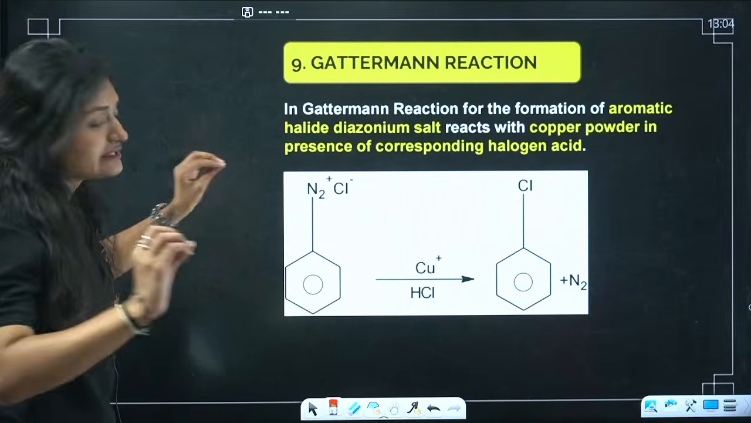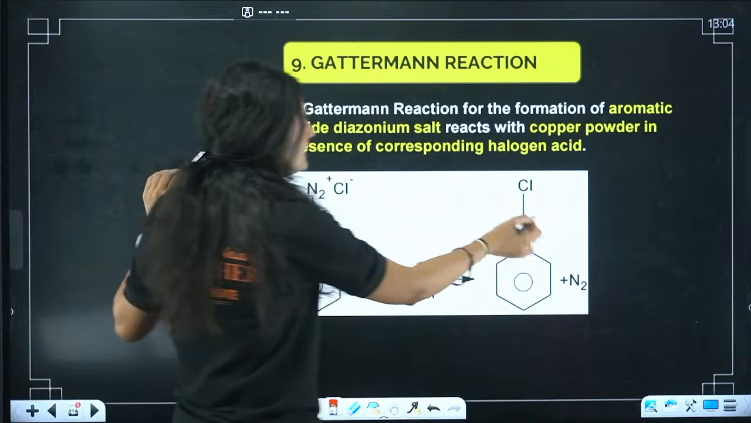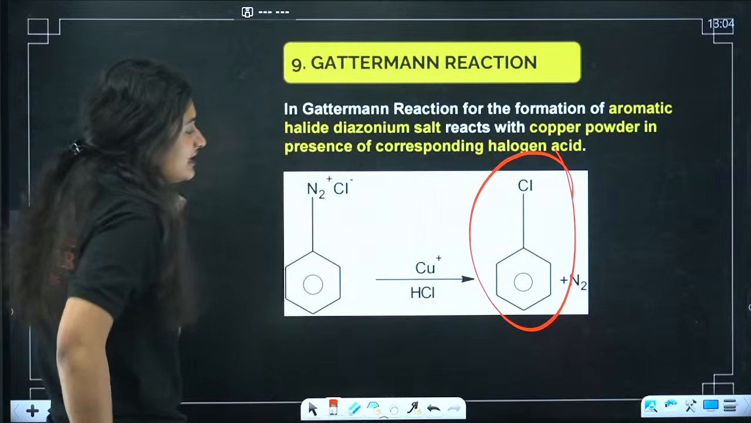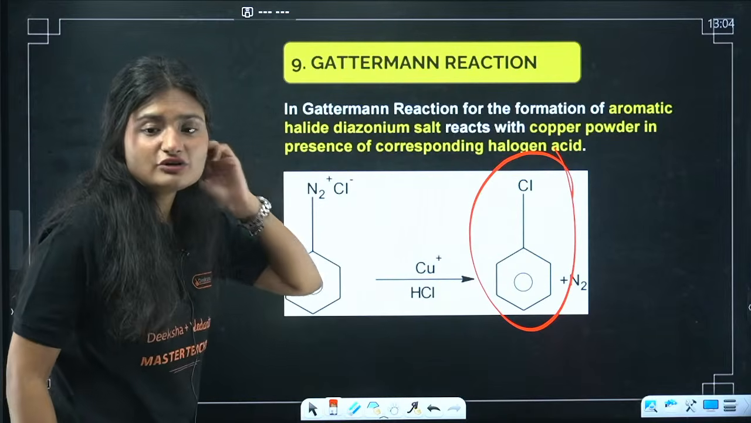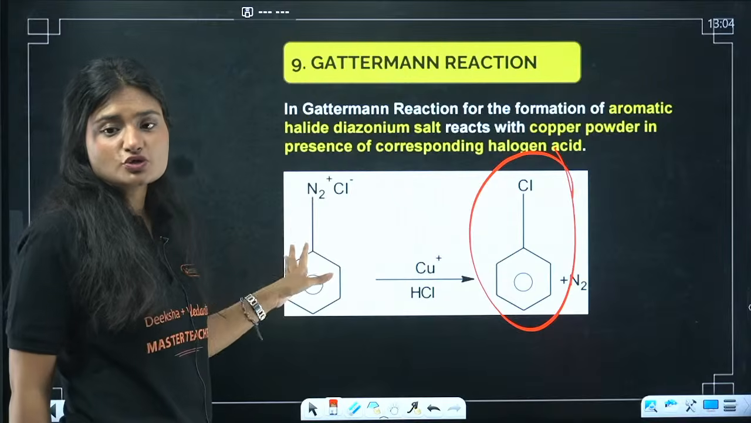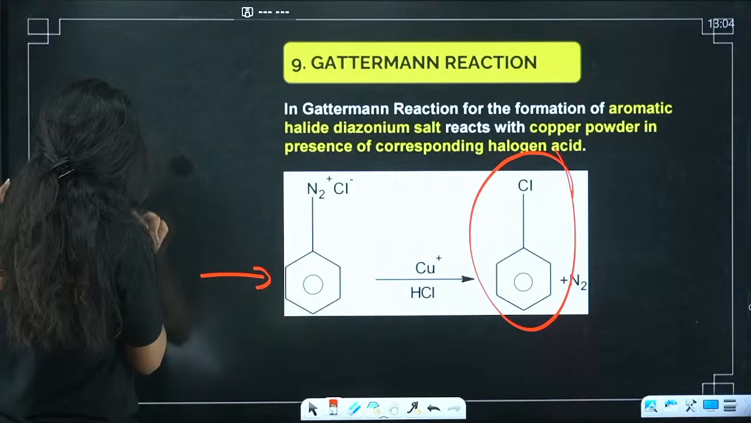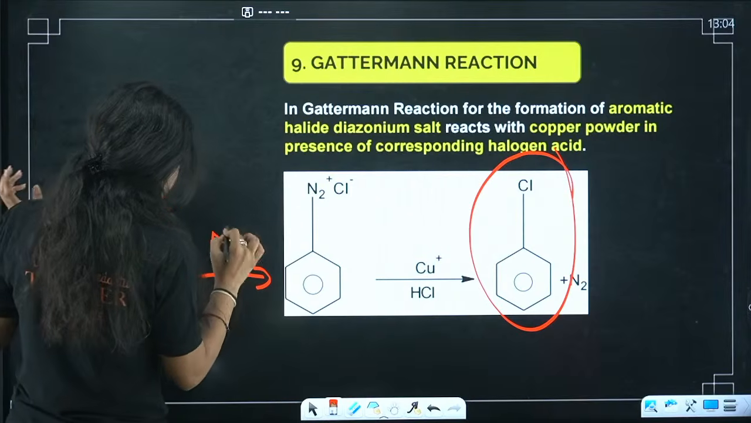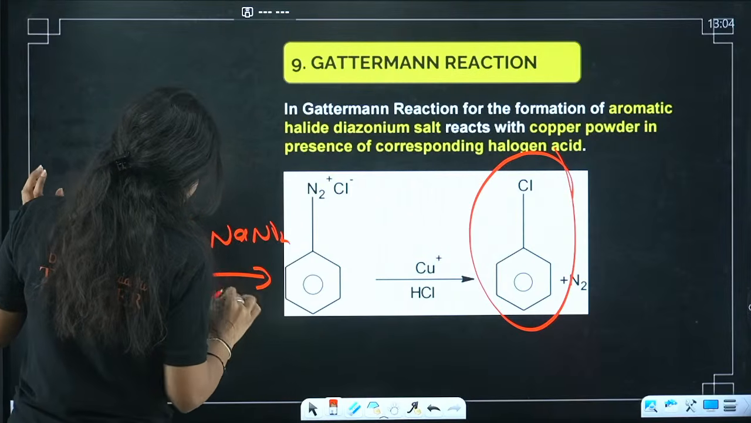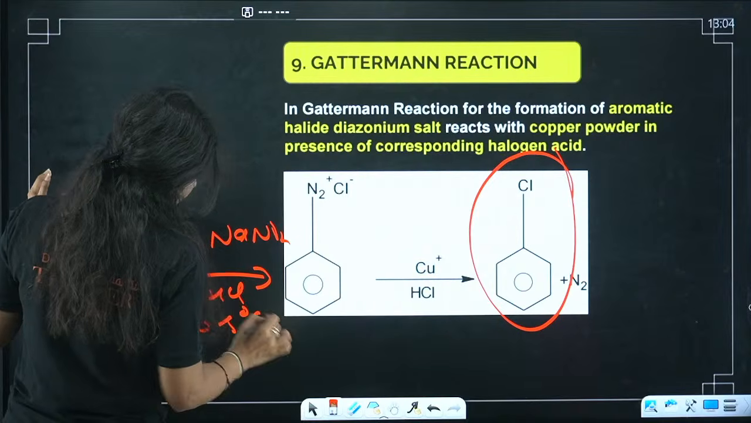Gattermann reaction is used to synthesize aryl halides. Very easy. You take copper. Whenever a diazonium salt is treated with it... how do you synthesize the diazonium salt? Whenever you have aniline, when you treat aniline with nitrous acid, which is NaNO2 in HCl at around 0 to 5 degrees Celsius, what will happen?